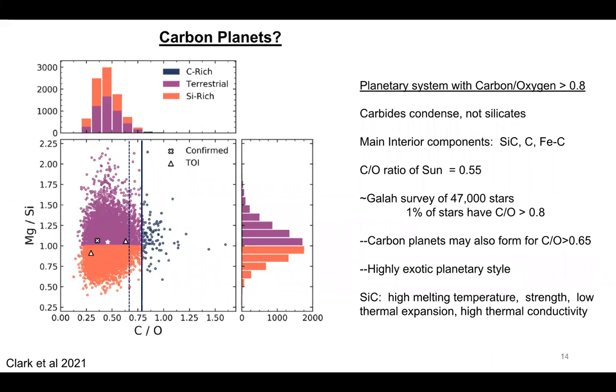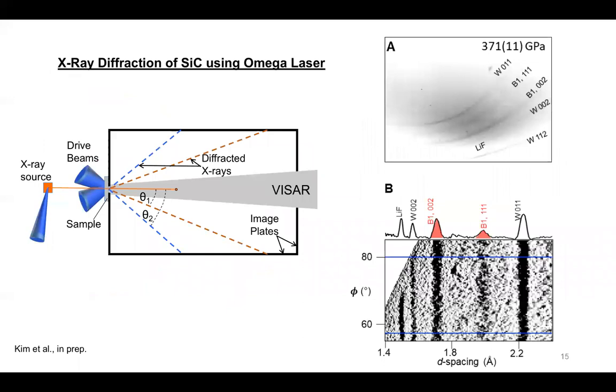All right, so this is the thesis work of Dong-Hoon, as I mentioned, and here's just an example of some of his results. The figure on the left, again, is a schematic illustration, maybe a little bit simpler, of the diffraction geometry. You have an X-ray source, drive beams on your sample, the X-rays pass through the sample, get collimated by a pinhole, and diffracted X-rays are recorded on image plates.